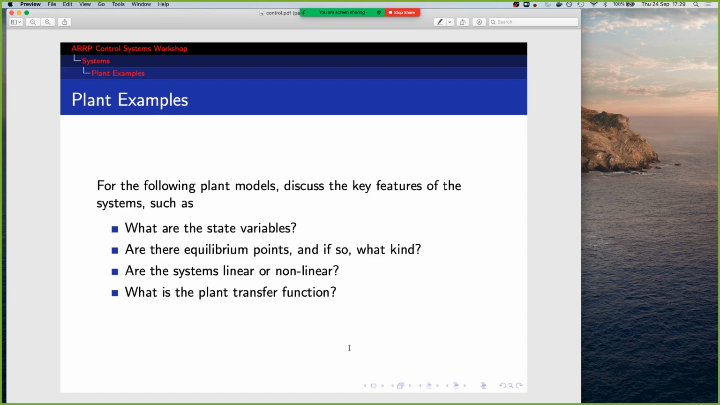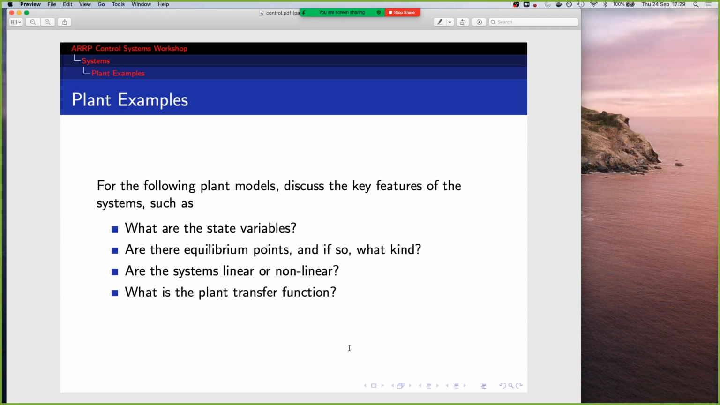Right, so some examples. Hopefully you can get the chat going and jump on the mic if you feel comfortable. Let's have a talk about some of the key features of the following control systems. So let's think about, what are the state variables going to be? Are there equilibrium points, and if so, what do we think they are? Are the systems linear or non-linear? And what do we think the plant transfer function is? Although I think I do just give it away on the slide. So let's see, what's our first one?